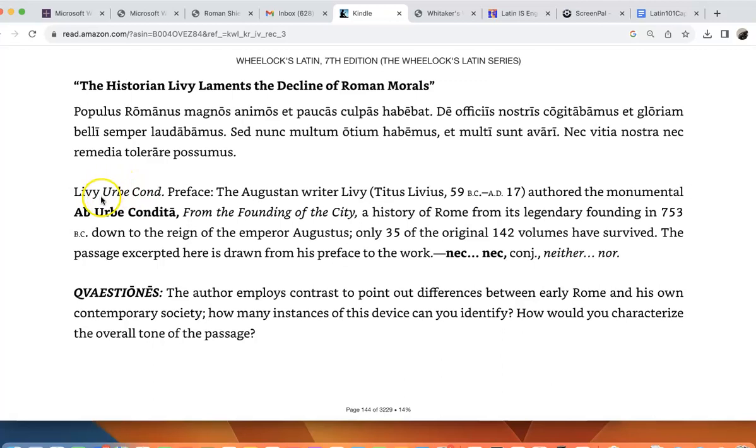Here's another short text by Livy. This is the last one that we'll have in this chapter. And the historian Livy laments the decline of Roman morals.